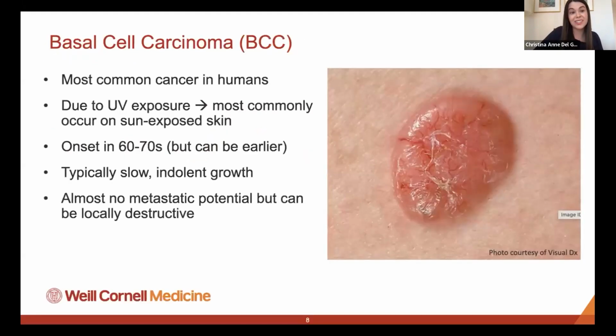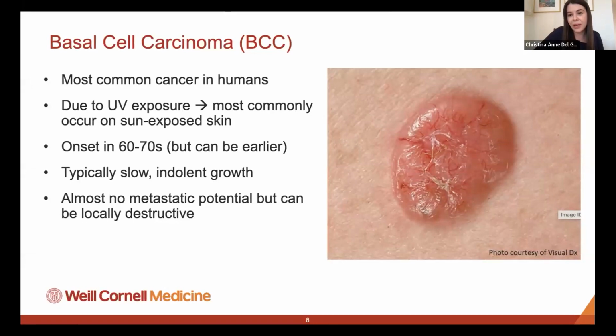So I wanted to start by talking about basal cell carcinoma. As we mentioned, this is the single most common cancer in humans. It's due to UV exposure from the sun, and therefore occurs most commonly on sun-exposed skin. It typically has its onset in the 60s or 70s, but depending on the sun exposure history of the person, it can be earlier. And it typically has a fairly slow and non-aggressive growth.